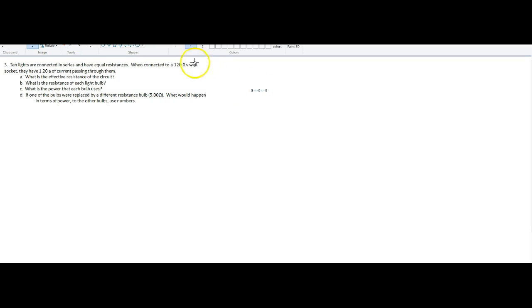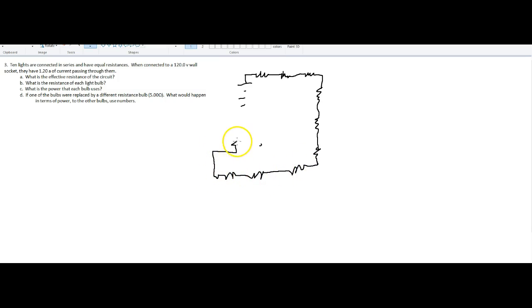So they're connected in series, so I'm going to start off by looking at a quick sketch of it just to get a feel for how this is going to look. So I go boop, boop, boop, boop. I got resistor 1, resistor 2, resistor 3, resistor 4, resistor 5, resistor 6, resistor 7, resistor 8, resistor 9, resistor 10, and the battery. Boom, got it. All right, some lights are connected in series. They're connected to a 120 volt wall socket, with current passing through that. What's the effective resistance of the circuit?